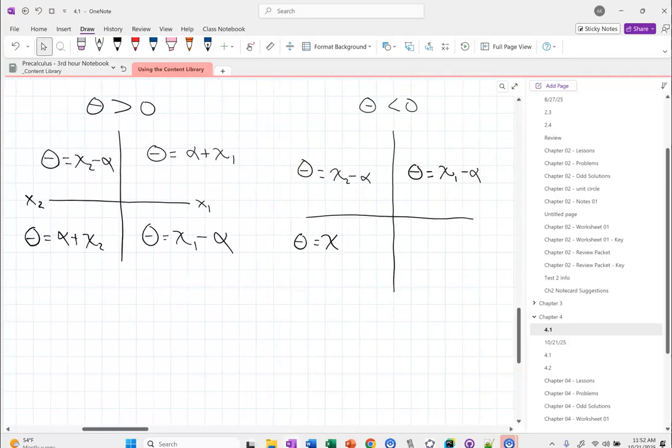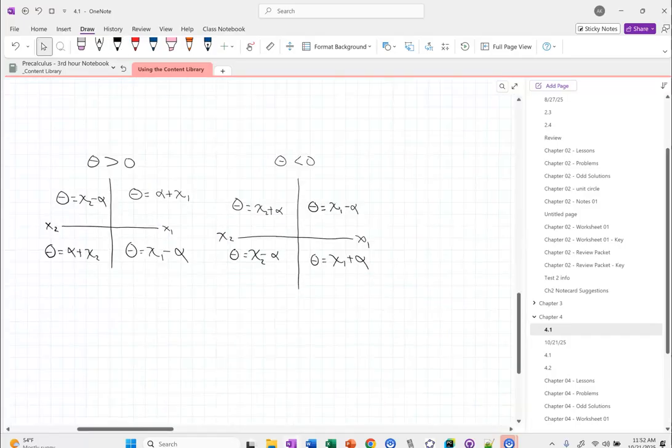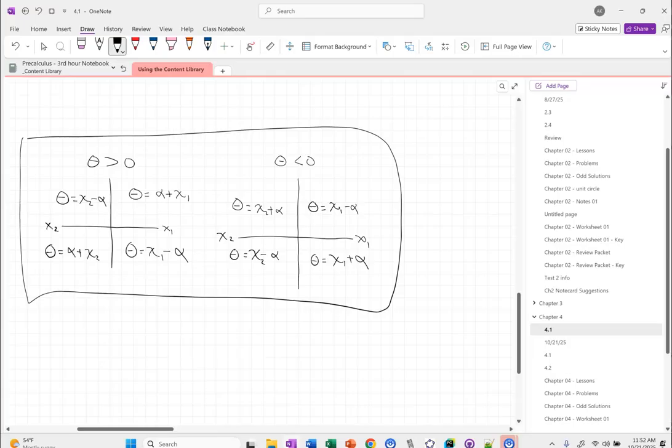Oof. That's not right. That's good. Like that. So this is something I would want to write down on my note card. It basically is the rule for deciding when I should be adding or subtracting alpha to the value on the x-axis.